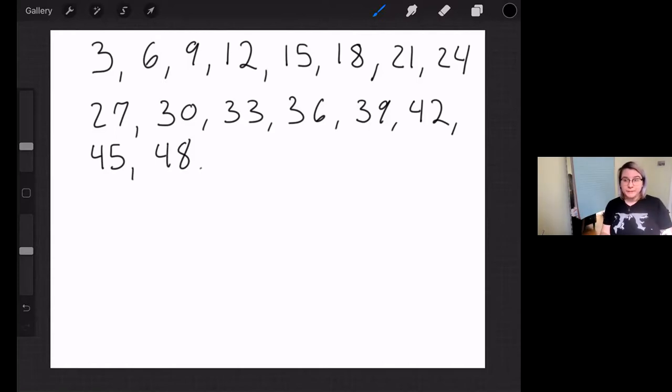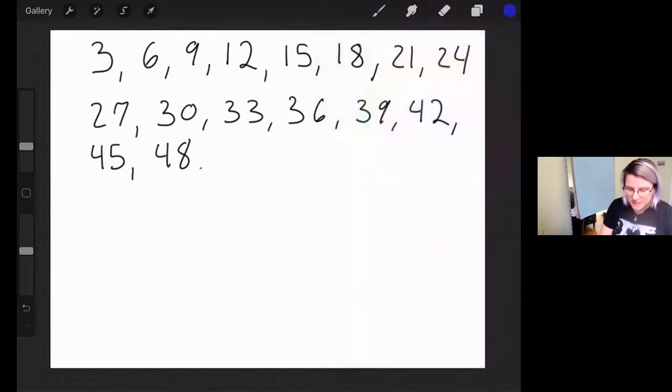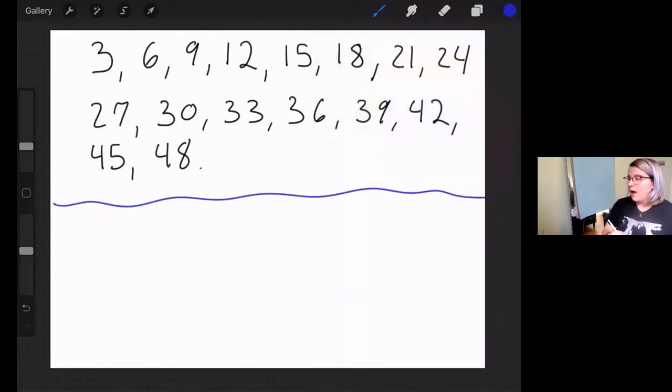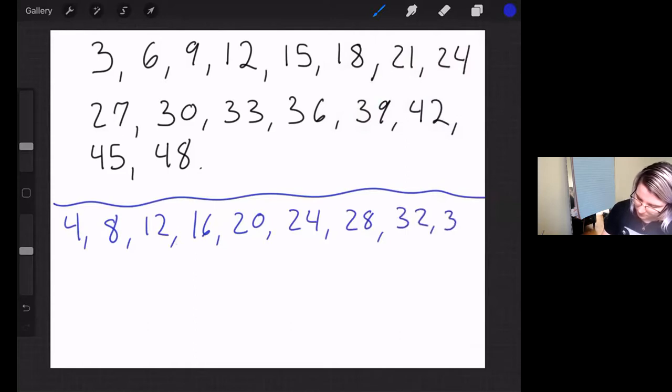So we got the multiples of 3. Let's go ahead and I'll pick another color so it's easy to tell them apart. Let's list out the multiples of 4. 4, 8, 12, 16, 20. Make sure those commas are in there. 24, 28, 32, 36, 40, 44, 48. All right, we'll stop there.